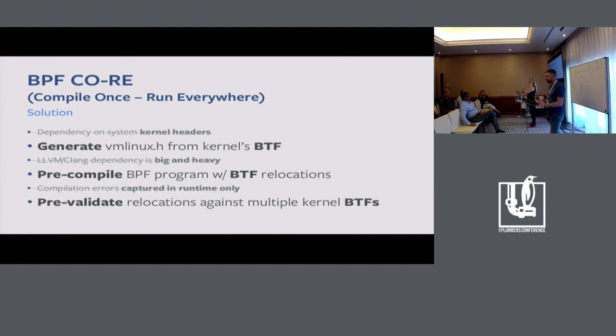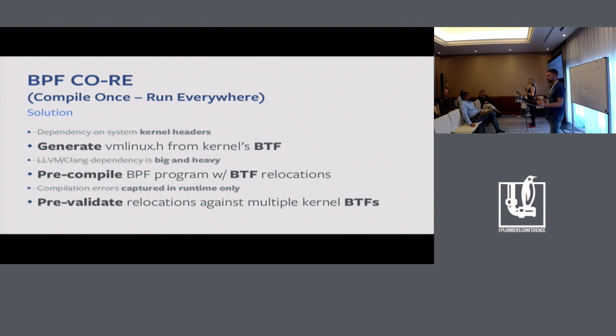And it consists of a few pieces. Some of them are done, some of them are still in progress. So instead of depending on system kernel headers, we say that the kernel should be self-describing using BTF, and then we can take this BTF and generate a C header, which we usually denote vmlinux.h, which contains all the kernel structures and types, including those that are internal to the kernel and not usually exposed through the kernel headers packages.